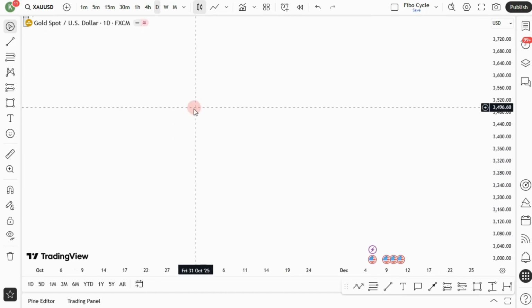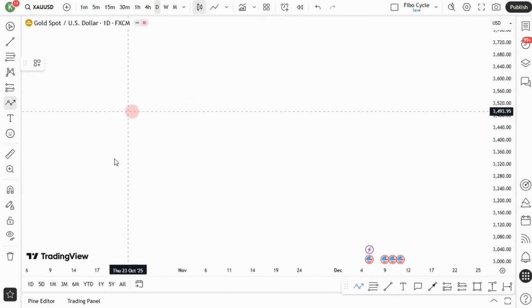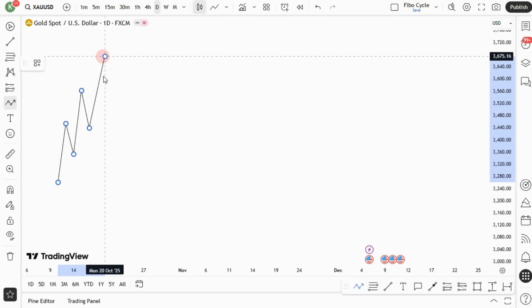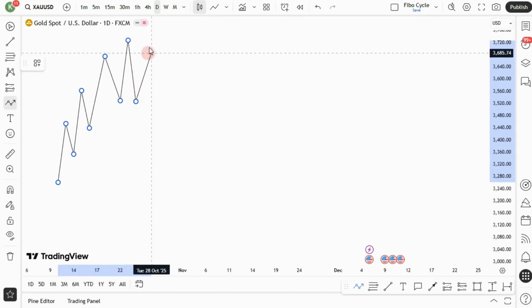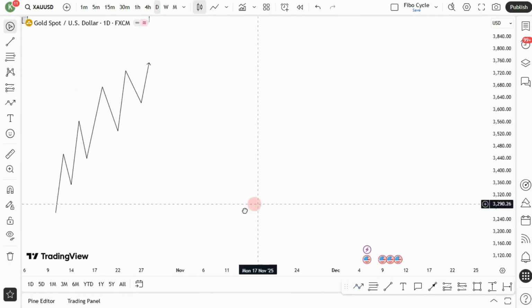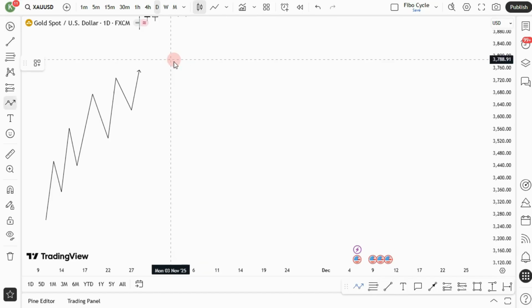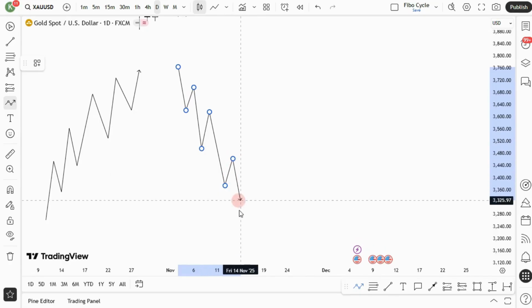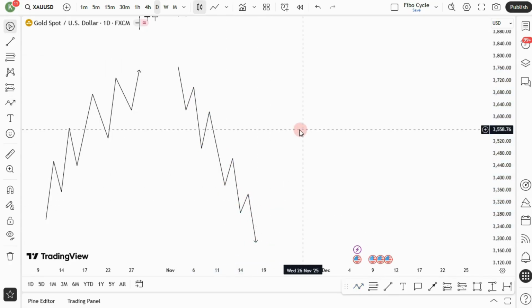First there is an uptrend, where price moves in a low, high, higher low, higher high pattern. Price keeps on forming higher highs and higher lows. Whereas in a downtrend, price forms lower lows and lower highs. You have a high, a low, a lower high, a lower low, a lower high, a lower low. This is how price moves in a downtrend.